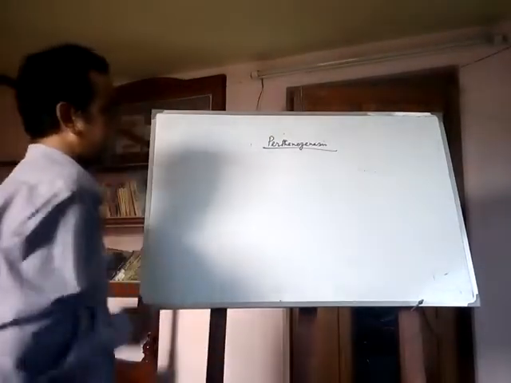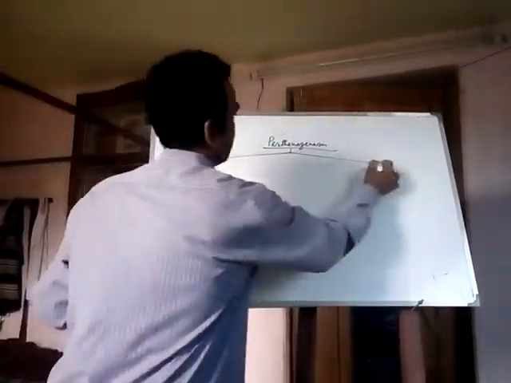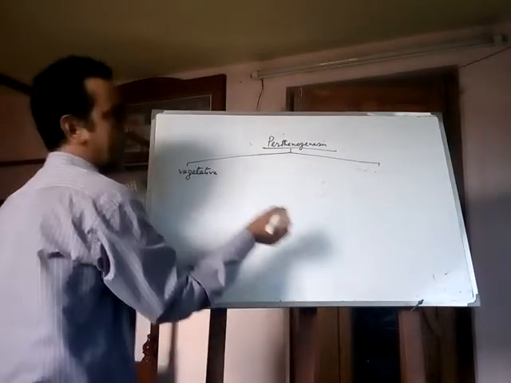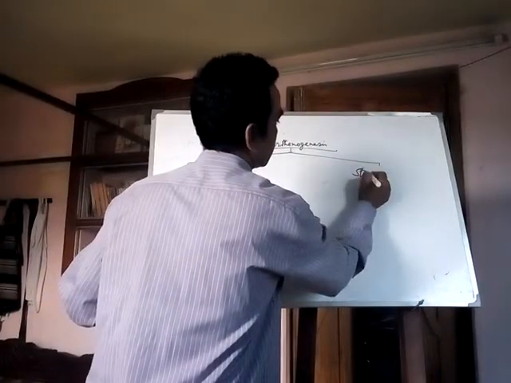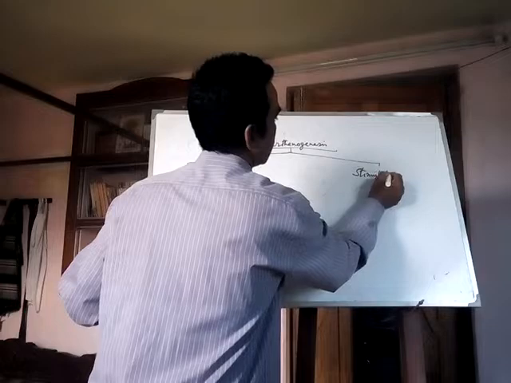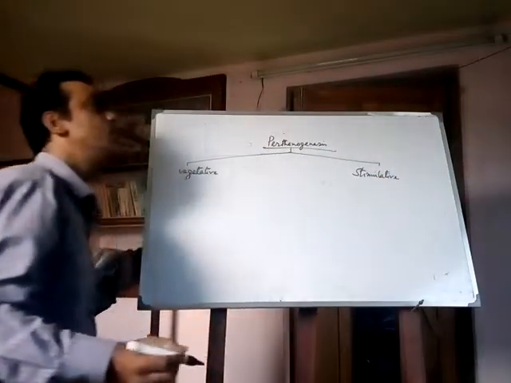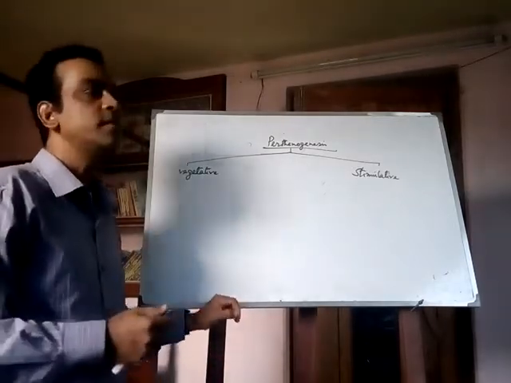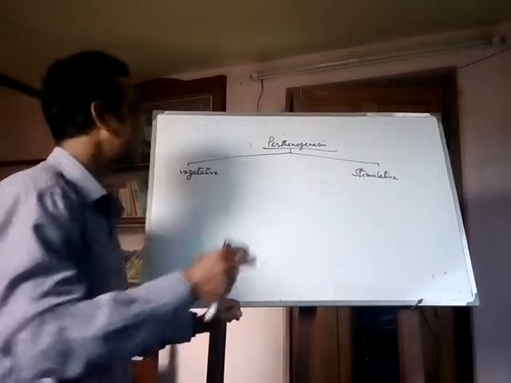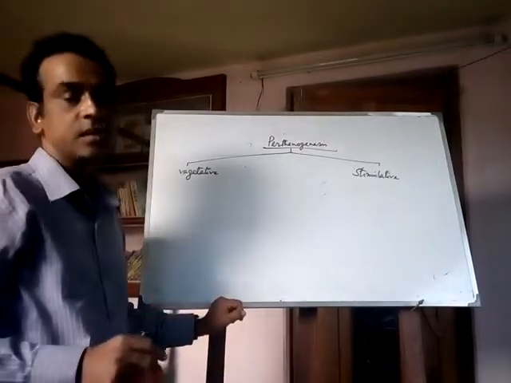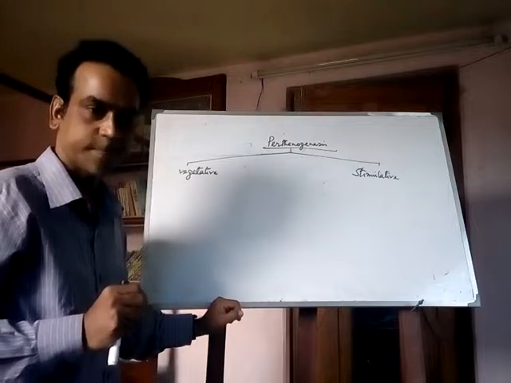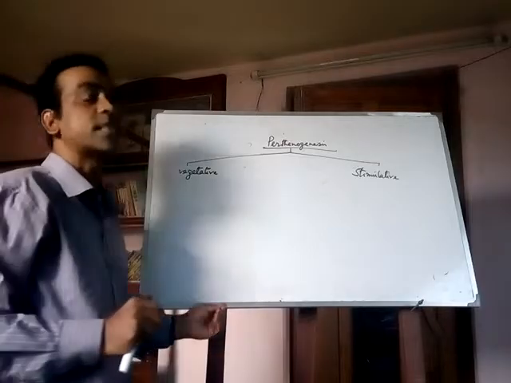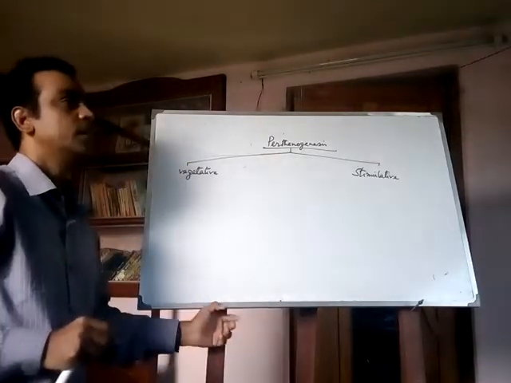There are two types, that is vegetative and stimulative. When parthenogenesis occurs naturally in the organisms, it is called vegetative. That is found in the production of male bees or wasps, and also found in plant bodies, such as Spirogyra.